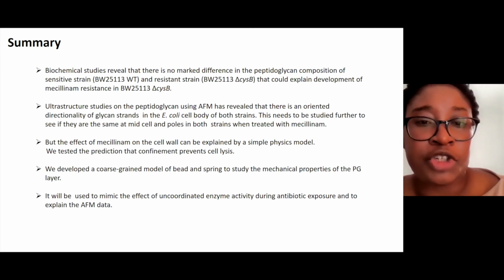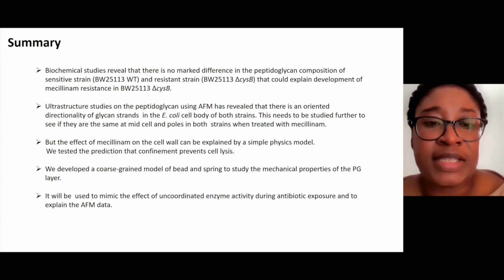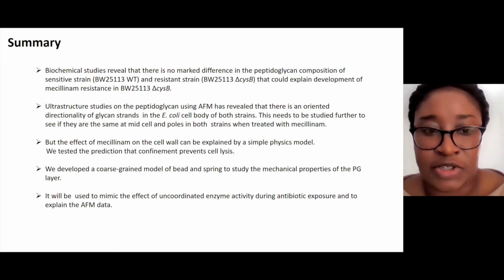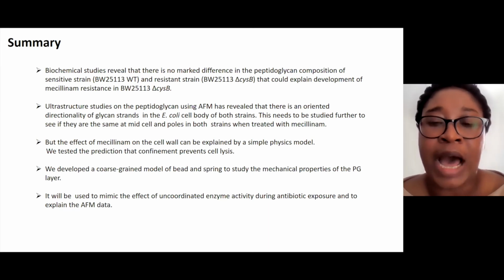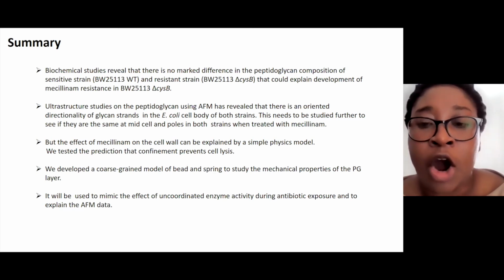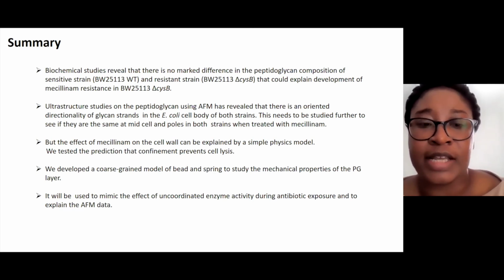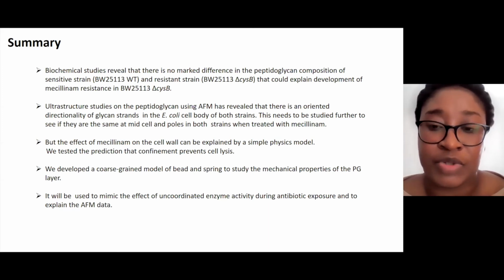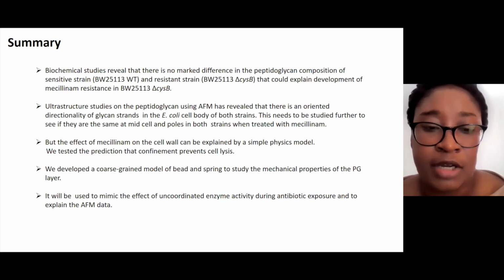Thanks so much, Marco. So in summary, thus far, from the results shown by Jacob, you've seen that he was able to show you, using biochemical studies based on HPLC, that there is no major difference between the peptidoglycan composition of the wild type and that of the resistant strain. And from my side, I've also shown you how we've been able to see that we have oriented glycan strands at the body of the cell wall. We are trying then to understand what happens for the strain when it's not being treated with mecillinam, when we have a rounded spherical structure.